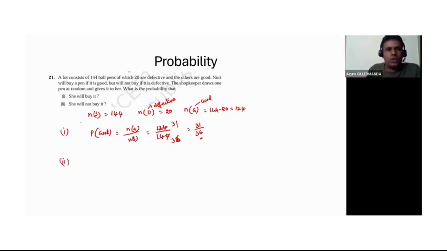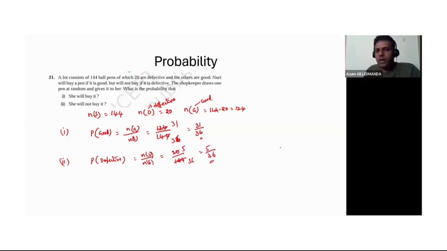Then number 2, she will not buy. She will not buy, we can do in 2 ways. So she will not buy if it is defective, right? So probability of getting a defective pen is n of d by n of s. So what is n of d? 20. So 20 by 144. If I want to simplify, 4 fives are 20, 4 thirty-sixes are 144. So 5 by 36. This is one way.